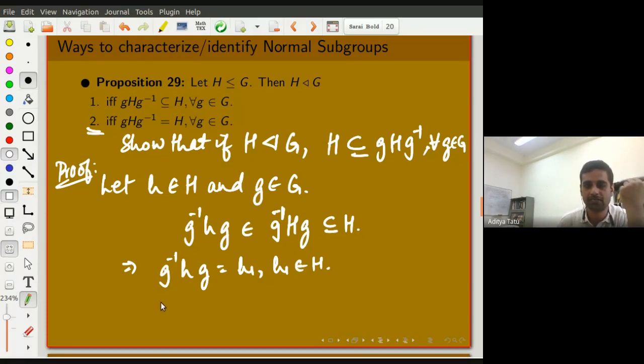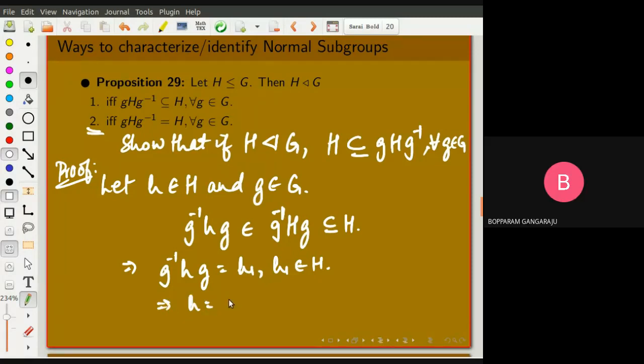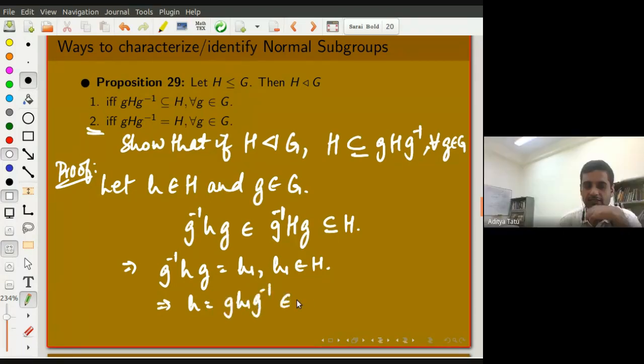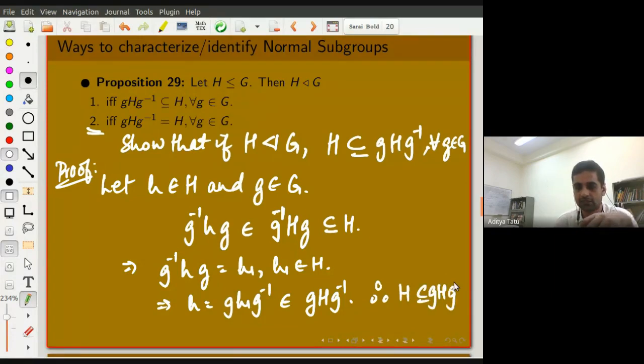What can we say about H? It will be GH1G inverse. And so this is an element of GHG inverse. Therefore, H is a subset of GHG inverse.